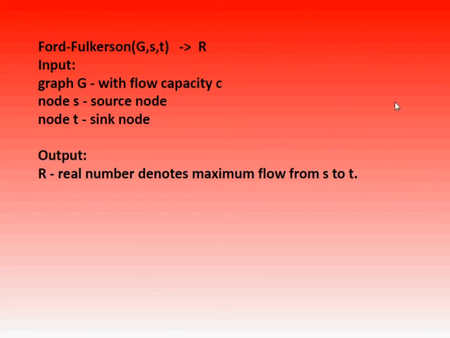So what is our input? The input is, of course, the graph G with flow capacities. And we have to denote which node in this graph is the source node and which node is the sink node. So that's it. And the output is just a real number which denotes the maximum flow from S to T.